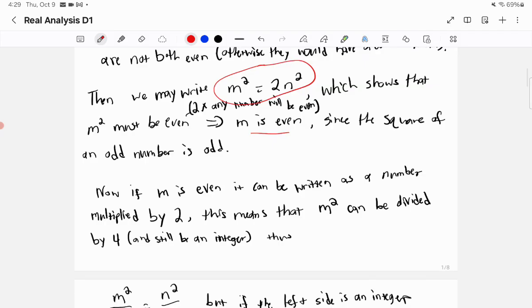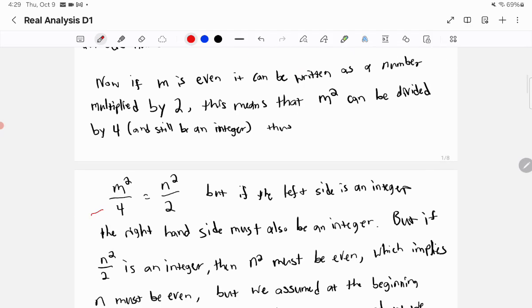Okay, now since m is even, it has some factor of 2 in it. Then if we square m, it's going to have a factor of 4, because since it has a factor of 2 in it already, it would have to have a factor of 4 in it if we squared it. That means that we can divide m squared by 4 and we would still get an integer. So if I come down here, I'm going to divide both sides of this equation by 4. Doing so is equivalent to multiplying by 1, so we haven't changed anything.